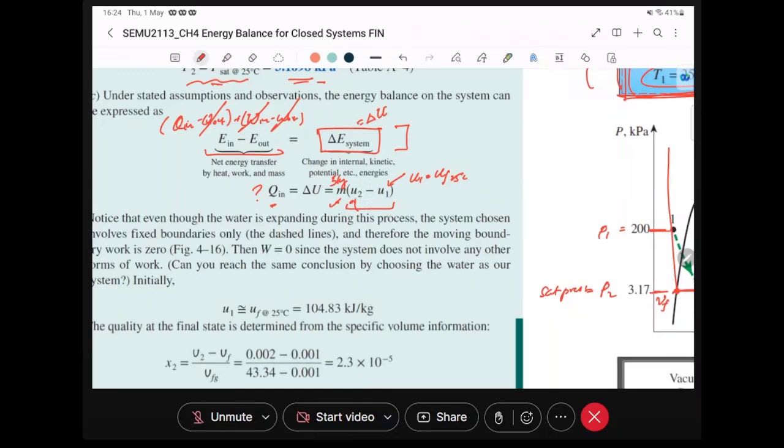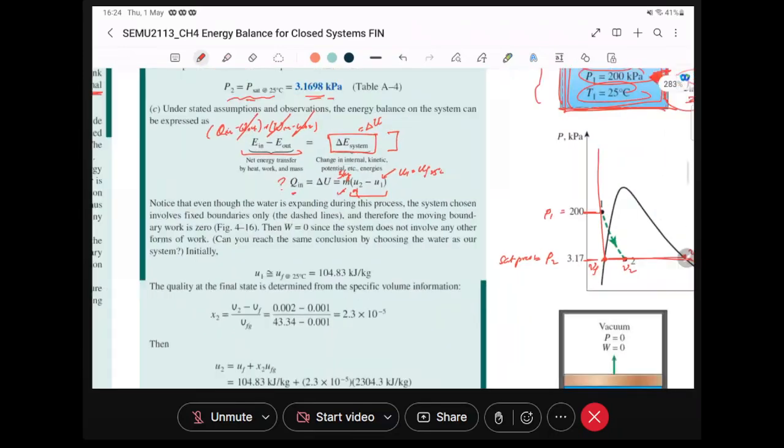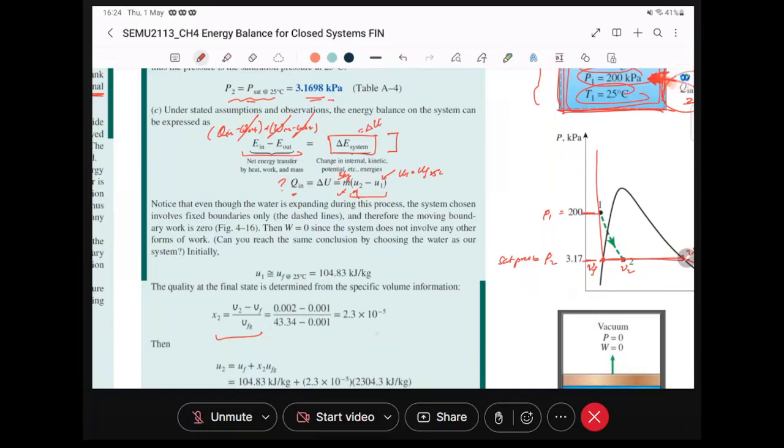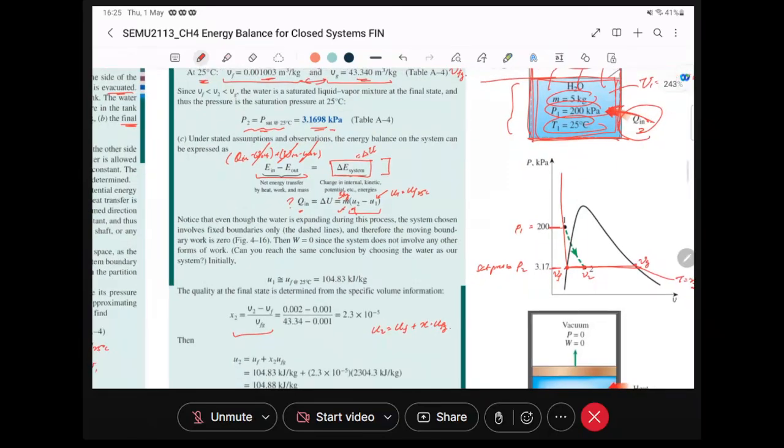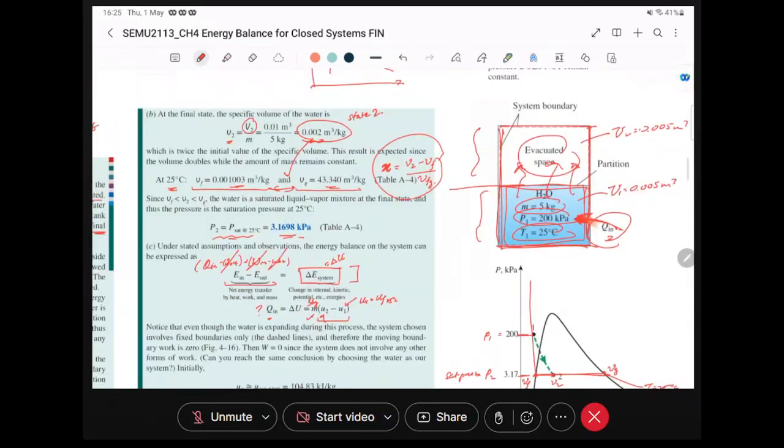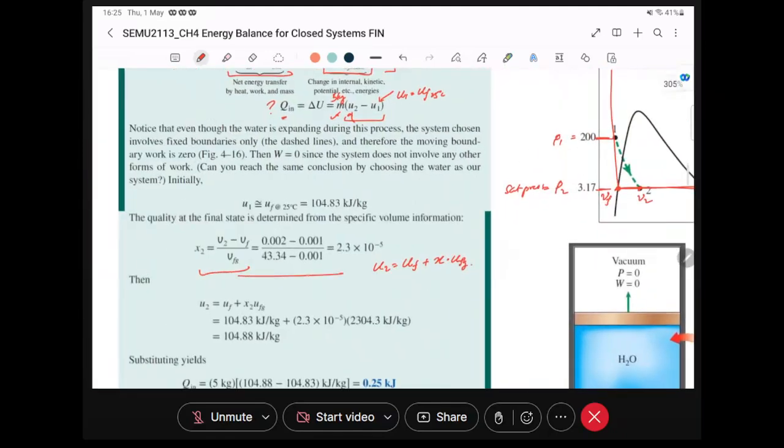So to find U2, well, we have to find out the quality first, because U2 is a mixture. So therefore, it should be UF plus the quality multiplied with UFG. The quality, like how we established just now, can be calculated based on the specific volume, because we know that's how we determine it's a vapor. In fact, yes, exactly. This is what it is doing here.